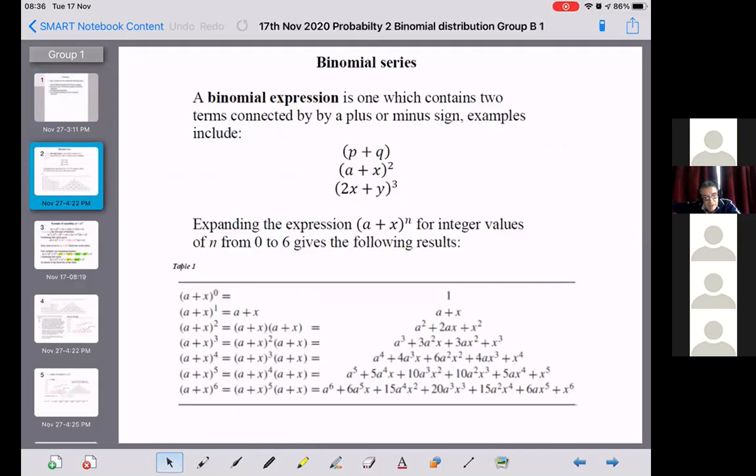So if we expand expressions of brackets a plus x, close brackets to the power of n, for integer values of n from 0 to 6, we get the results shown there. Okay, so we had a look at that last week and how they expand. I'm just going to go through that again to show you how that works.